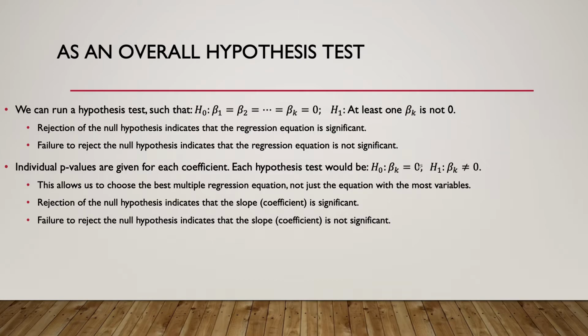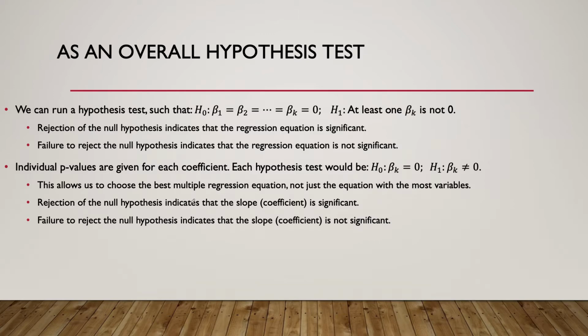Beta sub k is equal to 0. The alternative is that beta sub k is not 0. So this would be the slope is not significant versus significant. This allows us to choose the best multiple regression equation, not just the equation with the most variables.